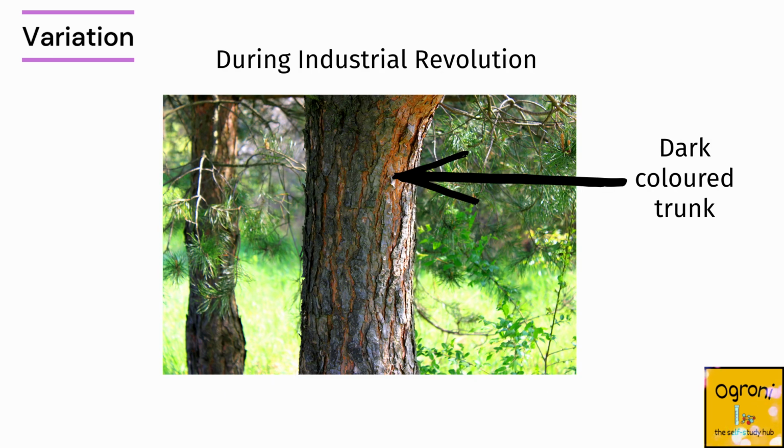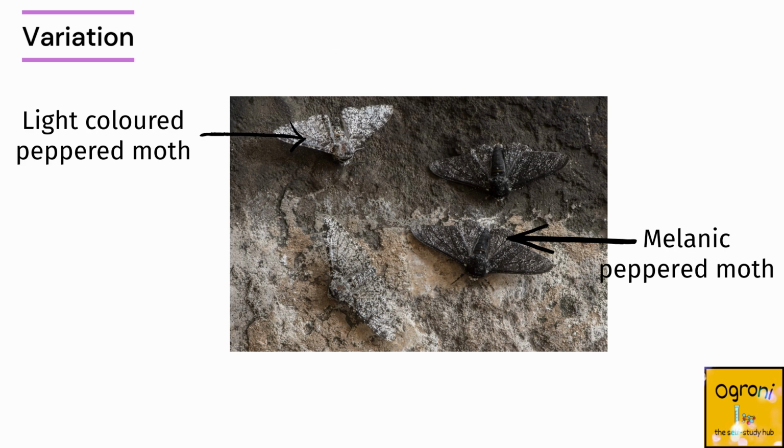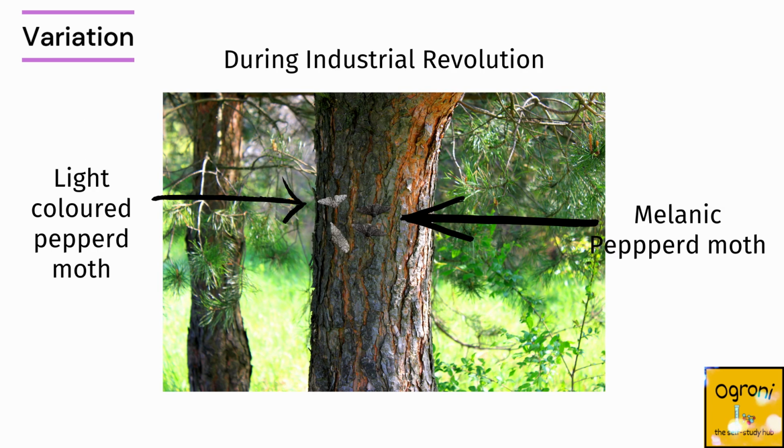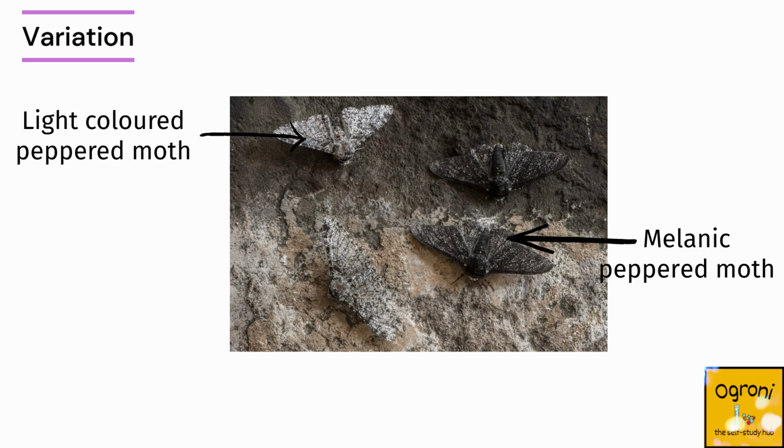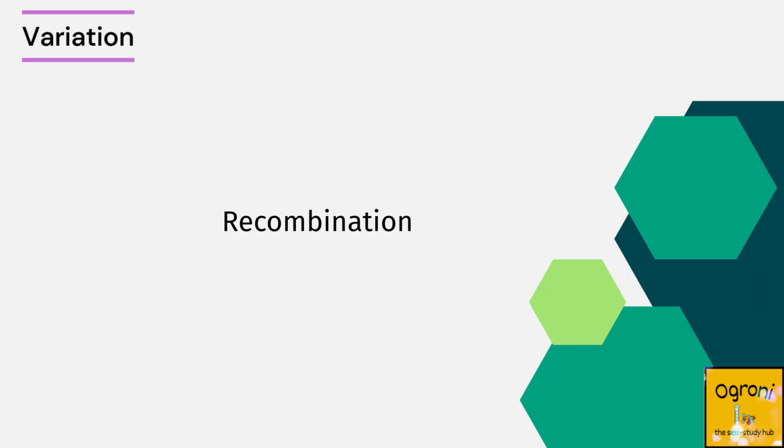But during the Industrial Revolution, pollution made the trees dark with soot. A genetic mutation caused some moths to have darker wings, called the melanic form. These darker moths could now hide better on dark trees. So we can see now there were two variations of the same moth, one with light colored wings, another with dark colored wings. Now let's understand recombination.